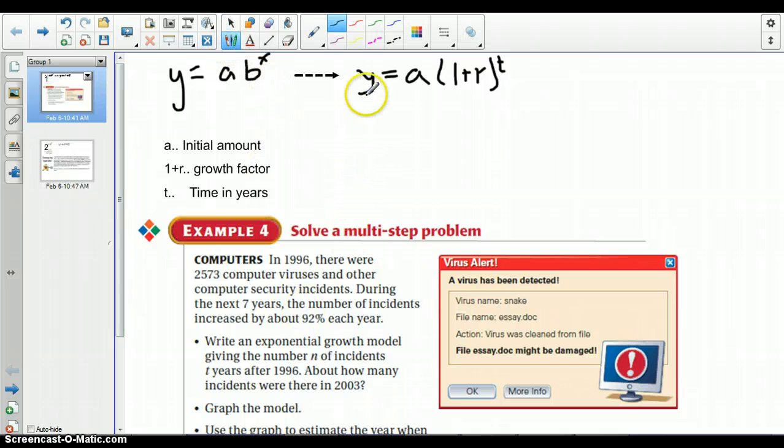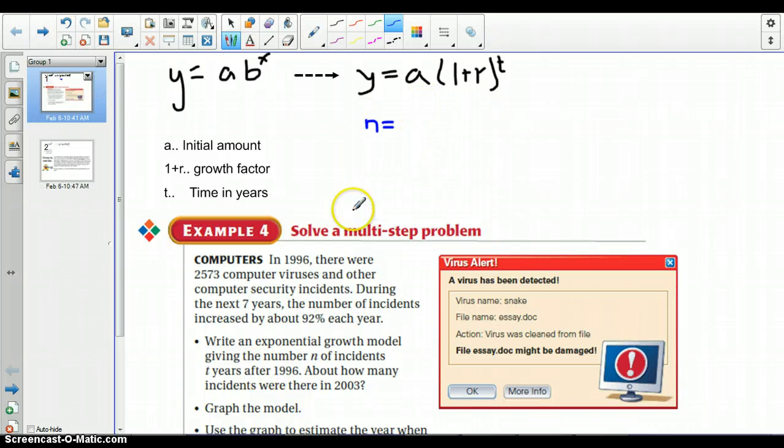Now what they want, we're going to change this y to an n. I'm sorry, I didn't specify this, but the y in our function represents the end amount. So a, remember, is our initial amount, but after we apply the growth factor and the time to a, we end up with the end amount. How many buffalo, how many viruses, how many people are there after t many years have passed. In this case, they want n, the number of incidents. So how many incidents were there after 1996?